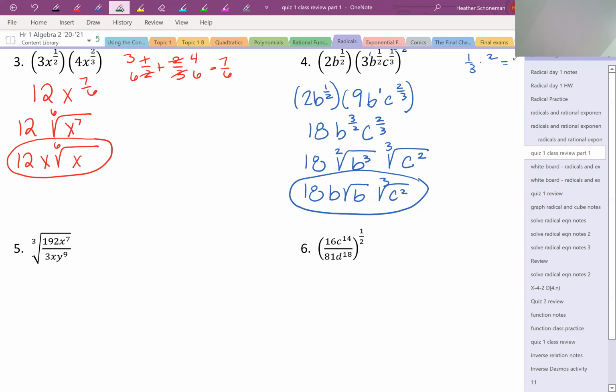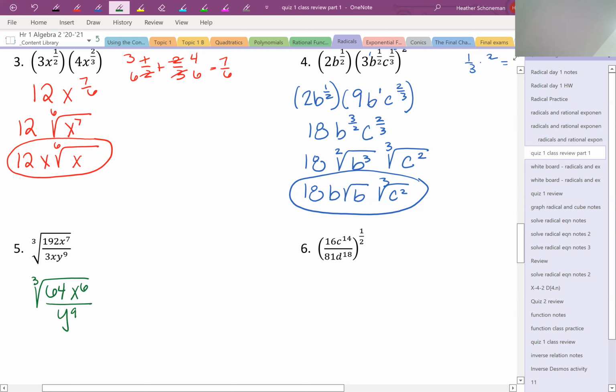Okay, number 5 wants us to take the cube root, and everything's under the radical. So we want to simplify everything that we can first before we take the cube root. Okay, so under there, I've got 192 and 3. Well, 192 divided by 3 is 64. And because 192 is on the top and it's bigger, then 64 is going to go on the top. With the, oh, I forgot my cube root here. With the x's, there's 7 on top and 1 on the bottom. So when I cancel, I get 6 on the top. The y's have nothing to simplify with, so I just have y to the 9th.